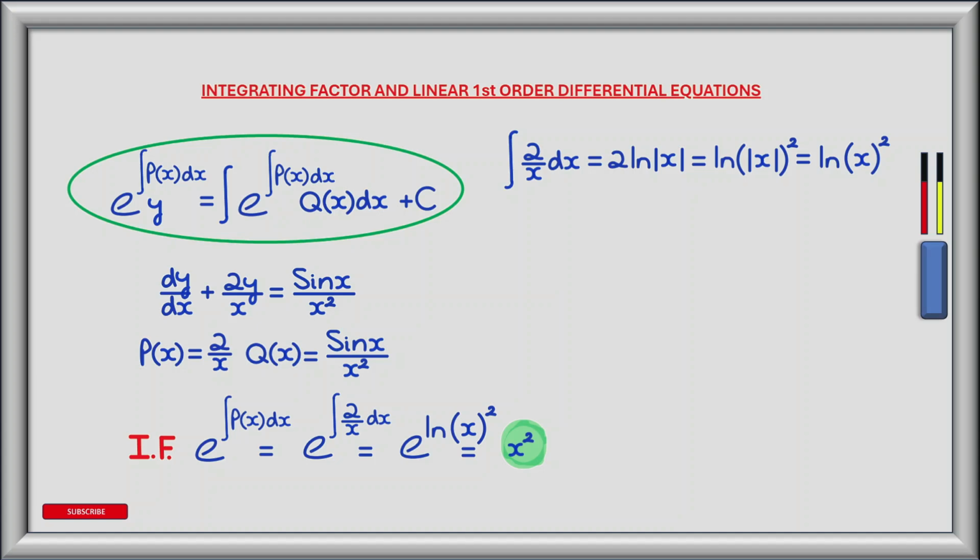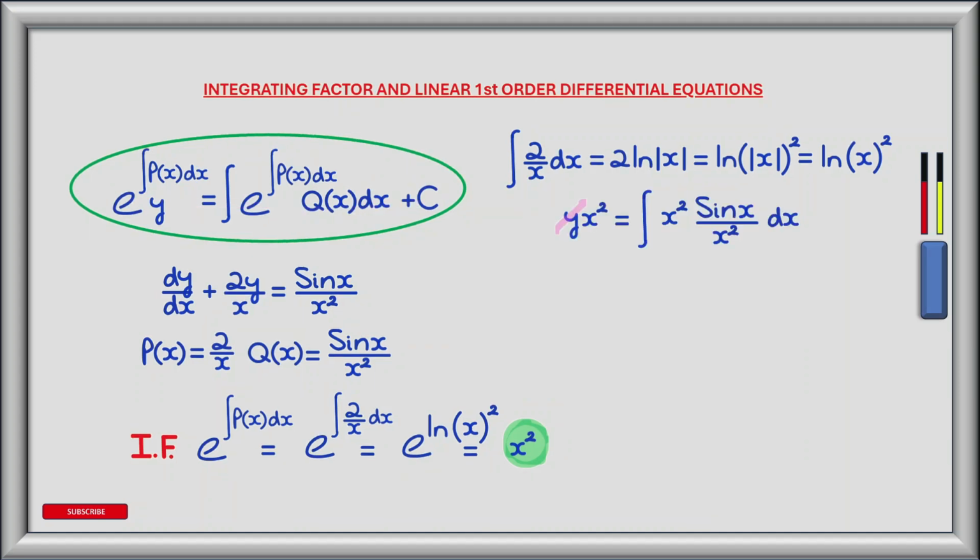And now, using the general solution of our differential equation shown here, we can plug in the integrating factor. So we have y multiplied by the integrating factor of x squared is equal to the integral of the integrating factor, which is again x squared, multiplied by the function q(x), which is sine x divided by x squared, dx. And we can see in this case, the x squared in the denominator cancels with the x squared in the numerator to leave the integral of sine x dx.